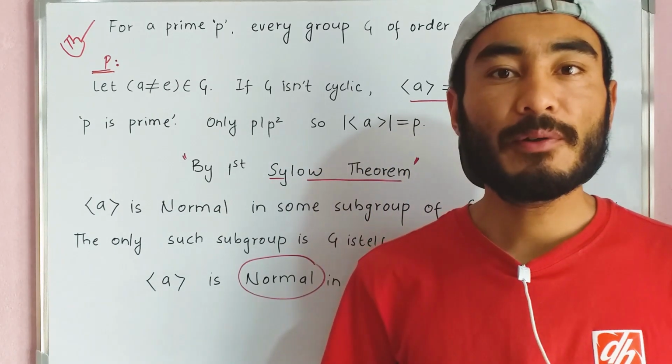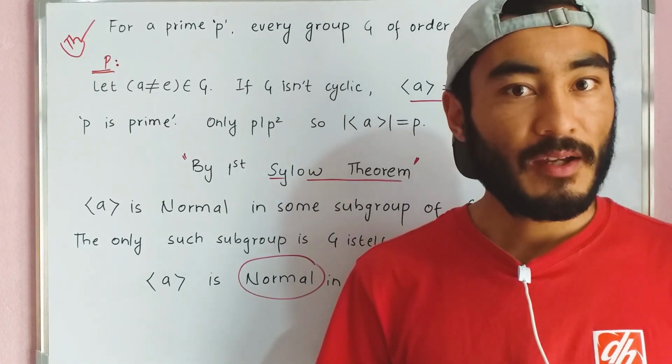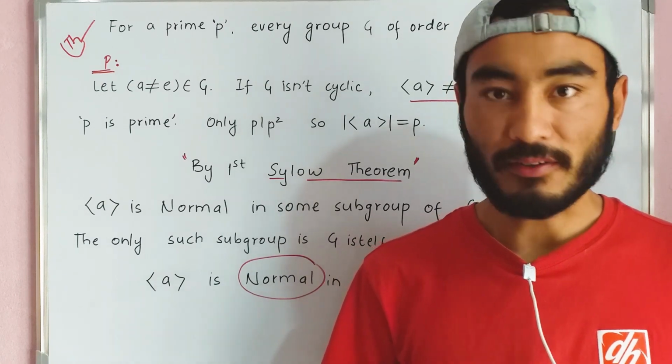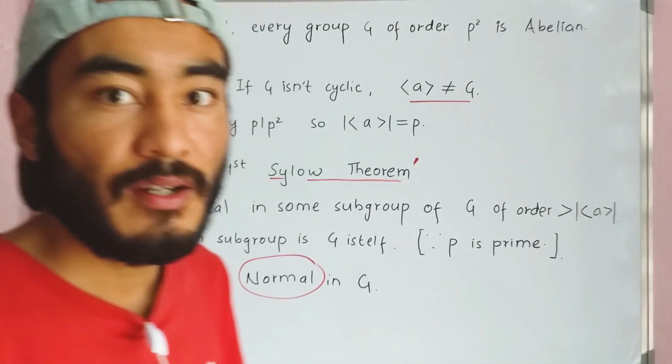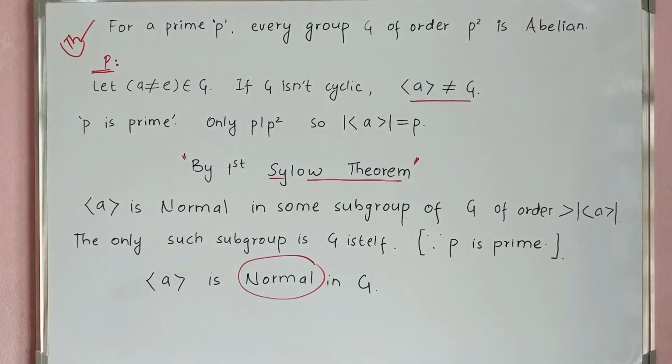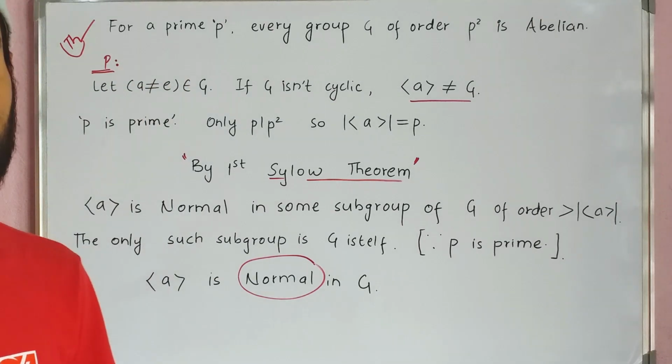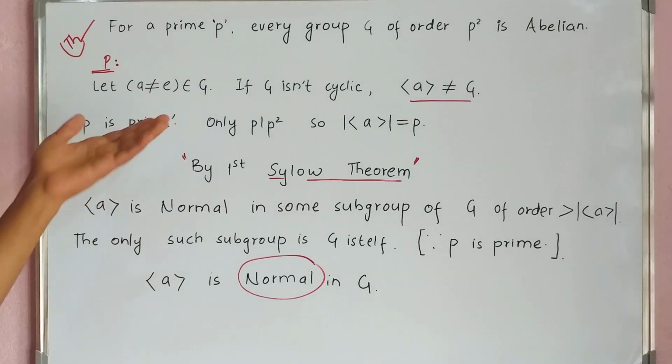Hi guys, this video is an application of Sylow's theorem, but we do not discuss Sylow's theorem here. The first theorem we have is: for a prime number p, every group G of order p squared is abelian. We have the proof here.